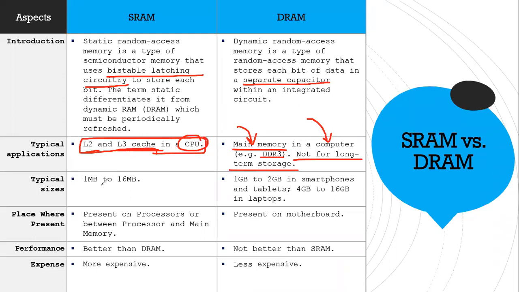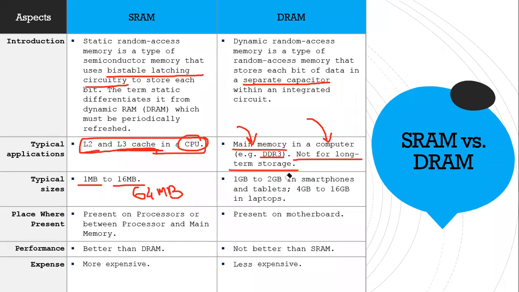Remember typical sizes. These are the typical sizes: 1 megabyte to 16 megabyte. But nowadays it can be 64 megabyte as well. I have seen some CPUs with 64 MB. Now the DRAM cell, they are 1 GB to 2 GB in a smartphone. Nowadays this information is not correct, because nowadays we have phones that have 18 GB of RAM. 18 GB, right?